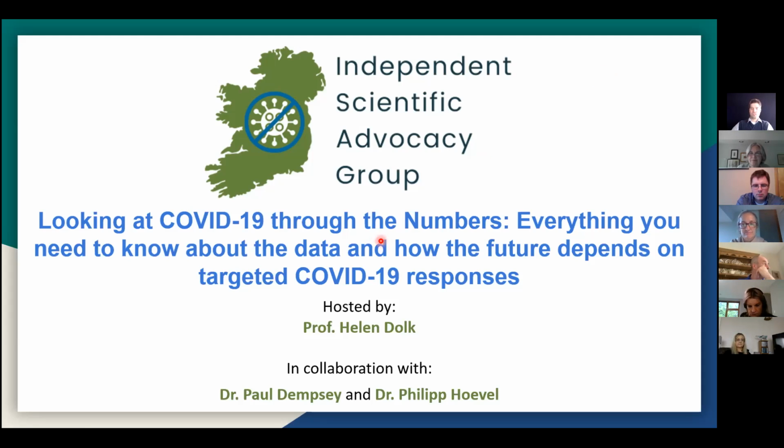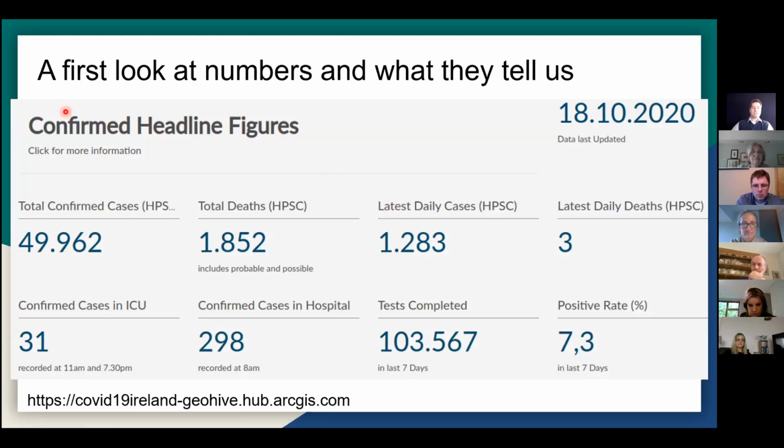So moving on here, this is the latest data that we have from this GeoHive dashboard, and it always starts with these headline figures: the confirmed cases, total deaths, latest daily cases, and so on and so forth, even down to the positive rate. I'd like to give you some ideas of what you can infer just with back-of-the-envelope calculations from here.